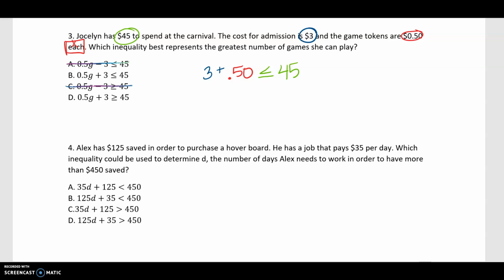And then I cannot spend, this one has greater than or equal to. Well, I can't spend more than 45. So I need to spend less than or equal to 45. So my answer is going to be B.